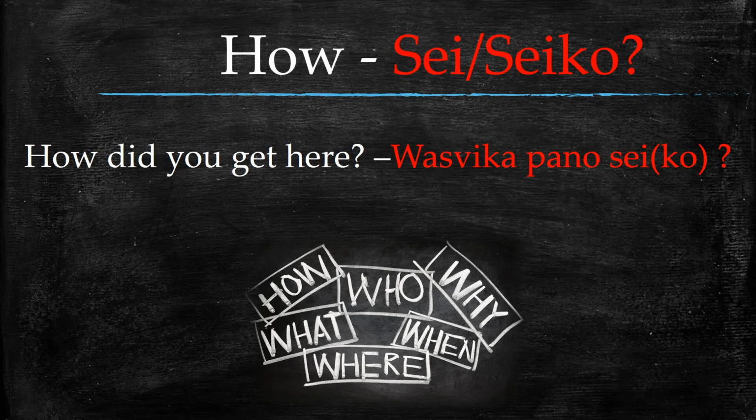How is also sei or seiko. I will explain the difference when we are doing our summary. So, if you want to say, how did you get here? Say washika pano sei or seiko. Those are the seven words.